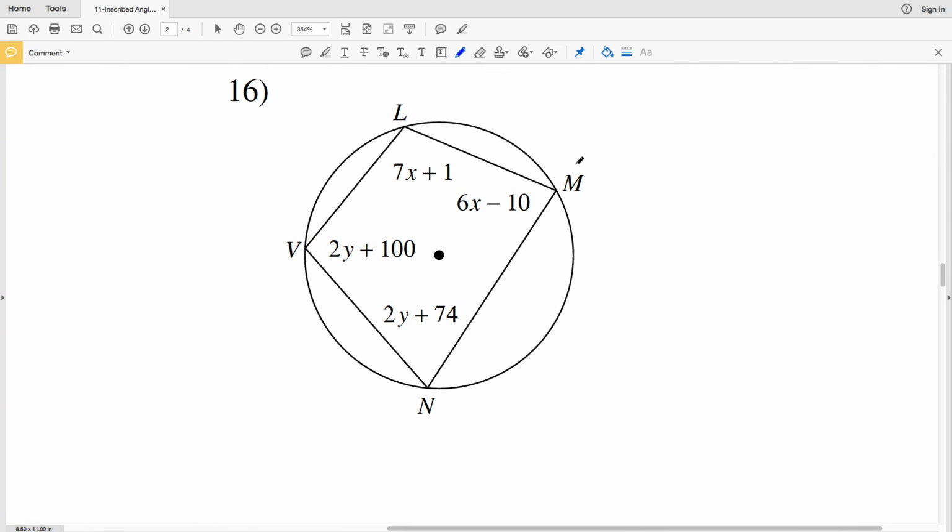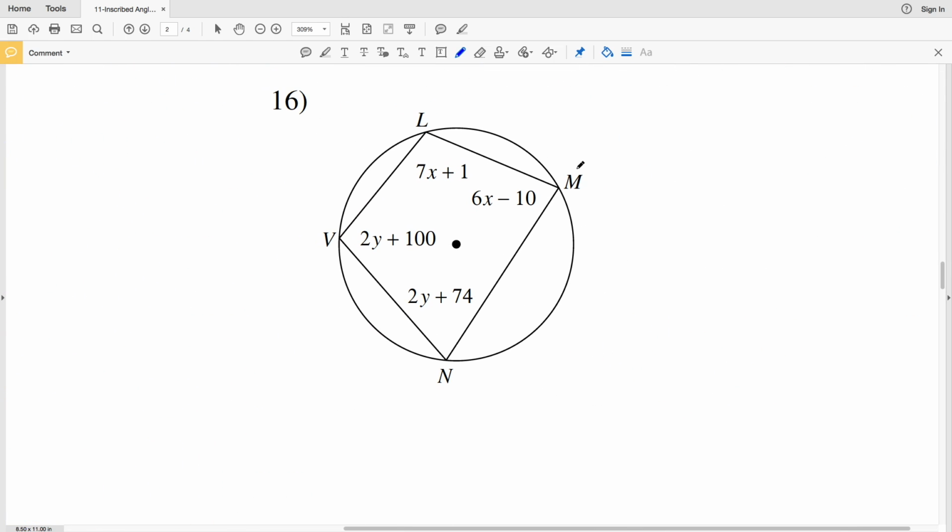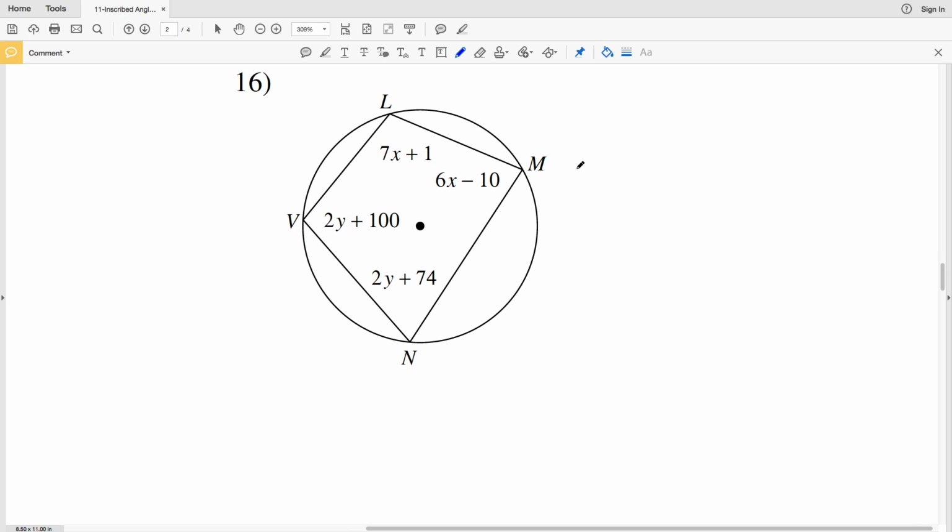Now 16, we can do the same way that we solved number 15. However, I'm going to show you another method. We can see that angle VLM is an inscribed angle where the intercepted arc is VM. So that means that 7x plus 1 is equal to 1/2 of VNM, that arc length.